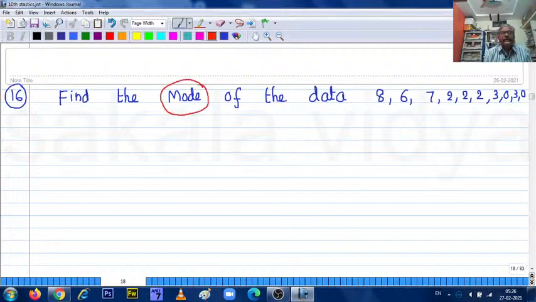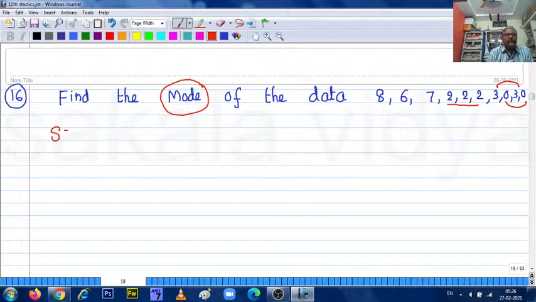Mode is very simple for ungrouped data. Here, how many times is each repeated? 8 is repeated one time, 6 one time, 7 one time, whereas 2 is repeated 3 times, 3 is repeated 2 times, 0 is repeated 2 times. The maximum number of times, 2 is repeated. So that's why 2 is called the mode of the data.